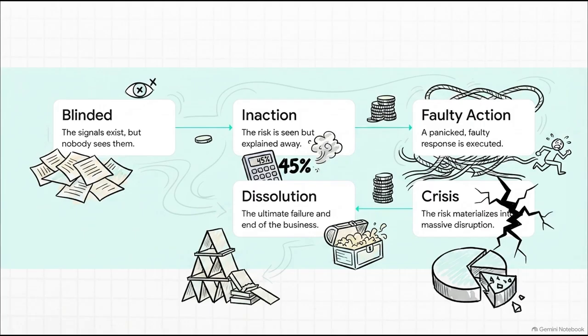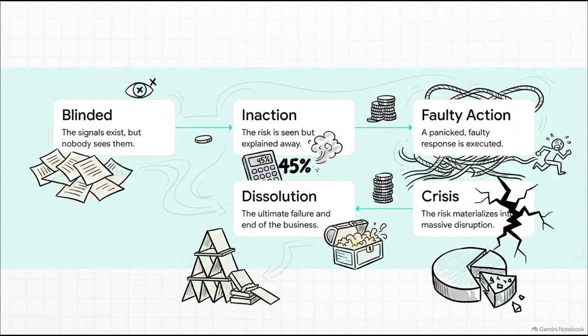Take customer concentration, for example. Say one customer makes up 45% of your revenue, but nobody has bothered to calculate it. Fixing it right here just cost what, an afternoon of analysis? Step 2 is inaction. The risk is finally seen, but it's just explained away. Step 3 is faulty action. This is that panicked push for any business at any margin which just completely erodes your whole book.